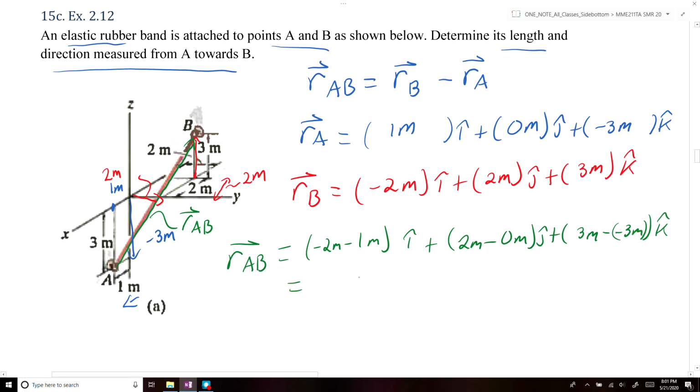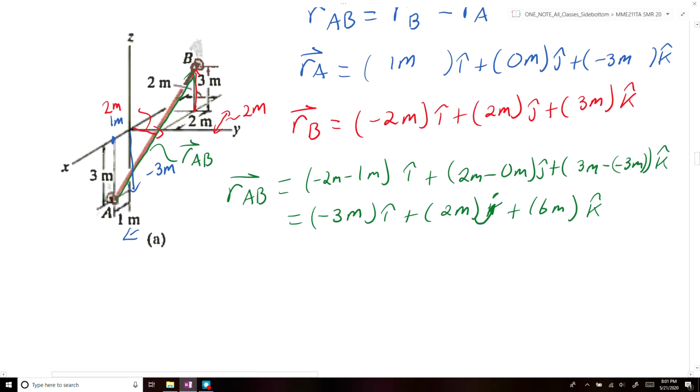If we write all that out, we get minus 3 meters times i plus 2 meters j plus 6 meters k. Okay. So once we have our position vector RAB, to determine the length from point A to point B, that's just going to be equal to the magnitude of RAB.